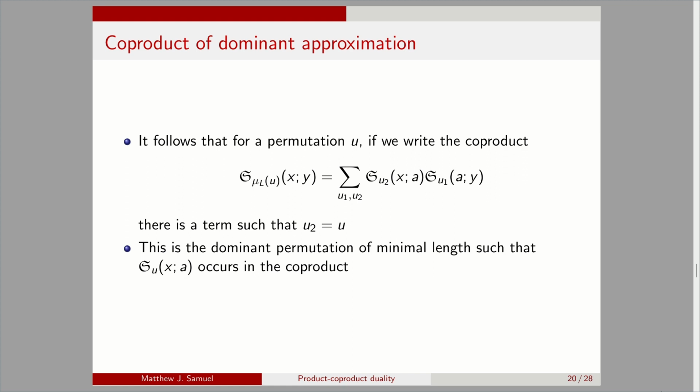So given this definition, it follows that for a permutation u, if we write the coproduct S mu L of u of x and y as the sum over u1 and u2 of s_u2 of x and a times s_u1 of a and y, then there is a term such that u2 equals u, and this is the smallest dominant permutation such that s_u of x and a occurs in this coproduct.